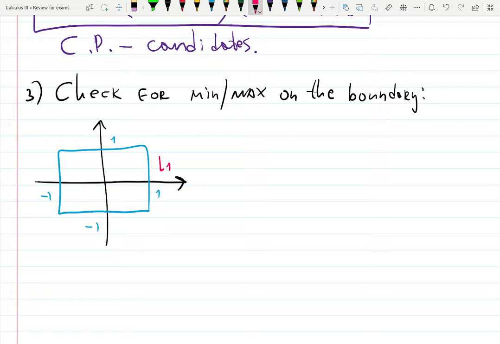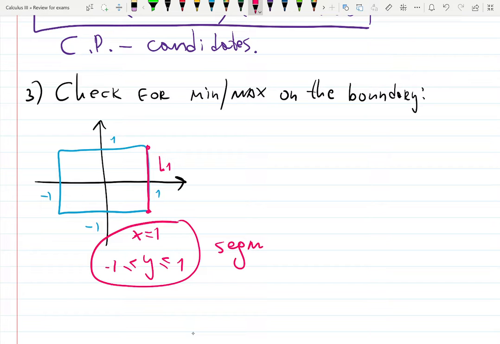So let's call this L1. L1 can be described as x equals 1, but then the line will be infinite, right? So we need to stop it somewhere. And then y will be moving only from -1 to 1. And that's how you describe a segment. This is called a segment.